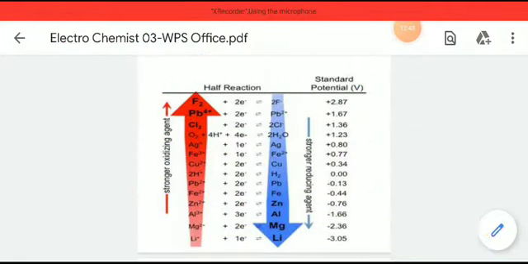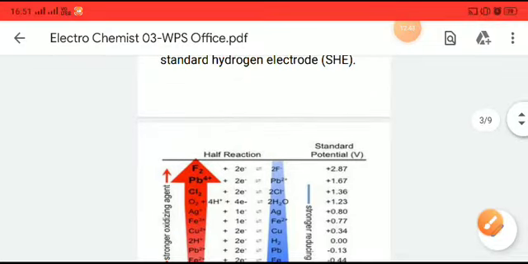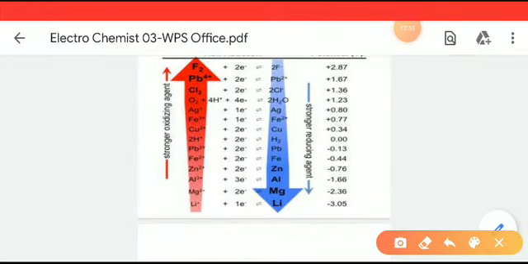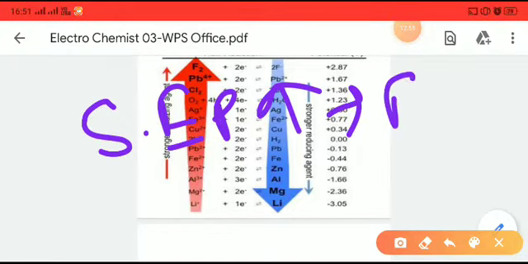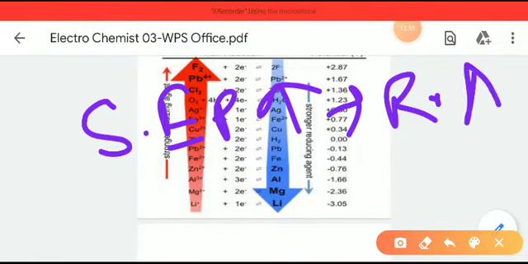So we can easily say that if the standard electrode potential is high, then it will act as an oxidizing agent, and if low, a reducing agent.